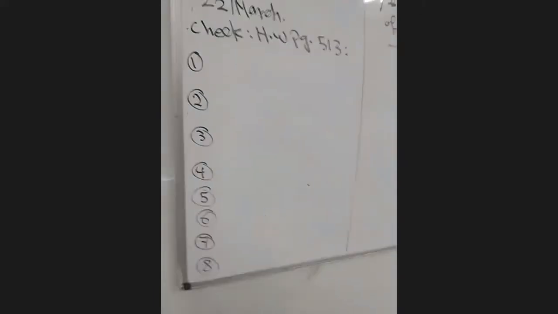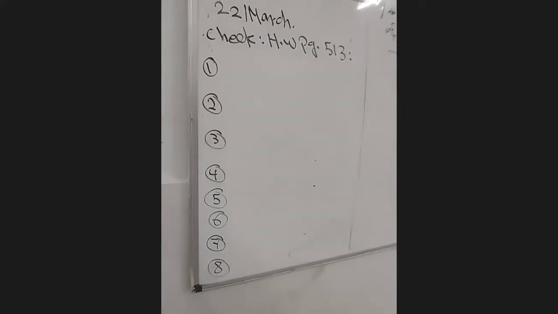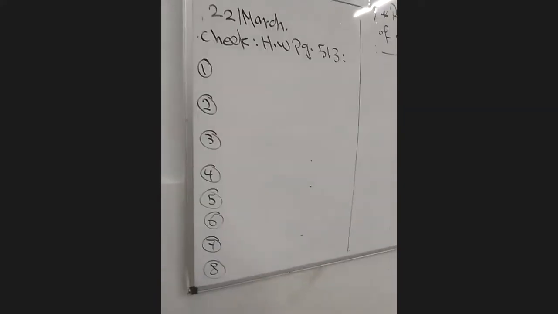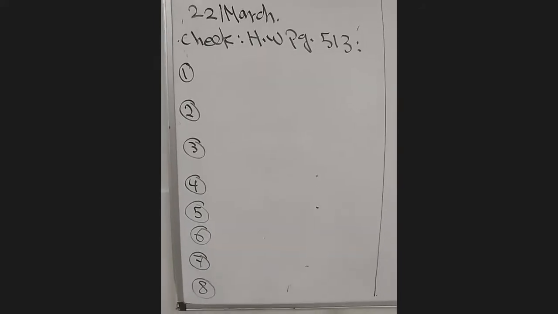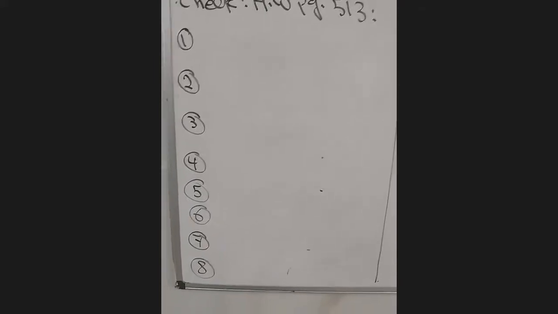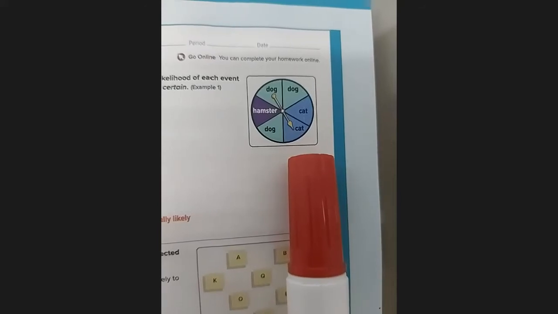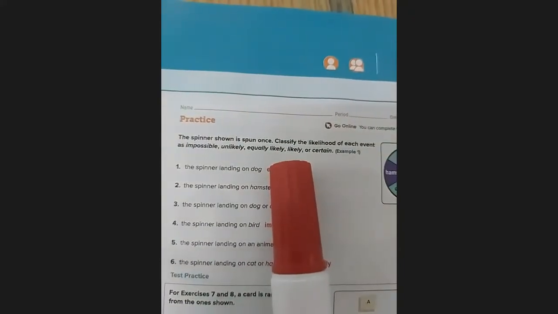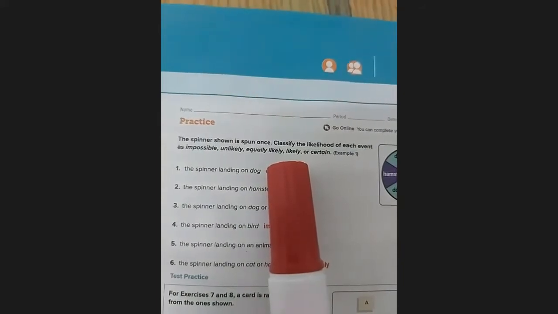Okay, question 1. Faris, read it. Practice. The spinner shown is spun once. We know the spinner, guys, right? And the spinner has 2 cats, 3 dogs, and 1 hamster, right? Classify the likelihood of each event as impossible, unlikely, equally likely, likely, or certain.